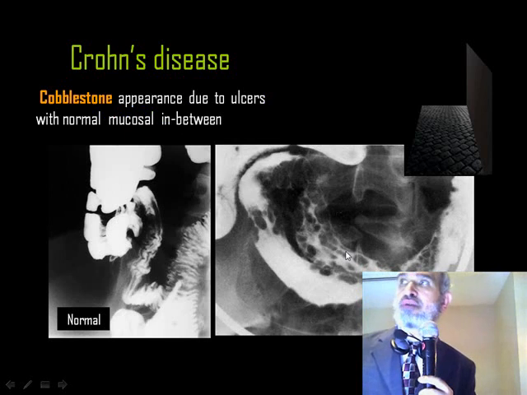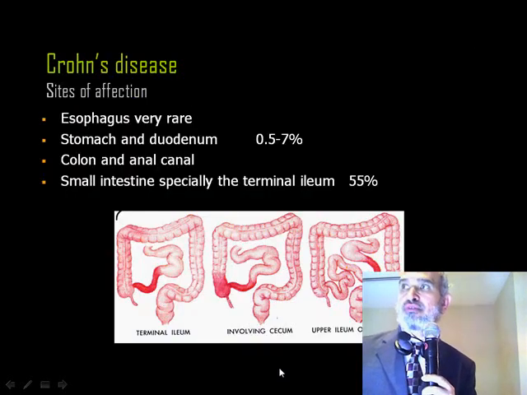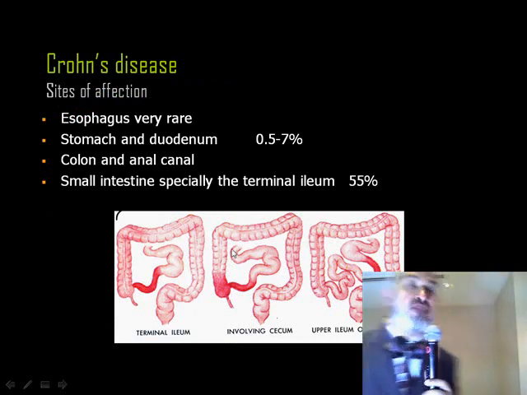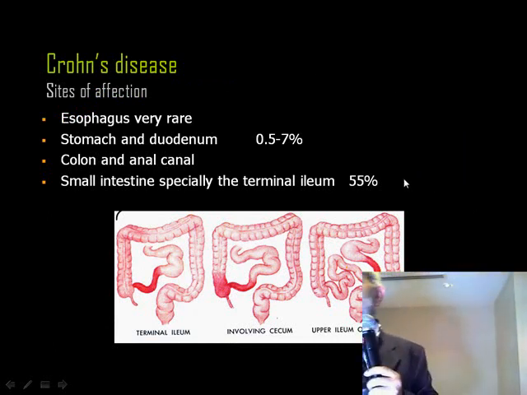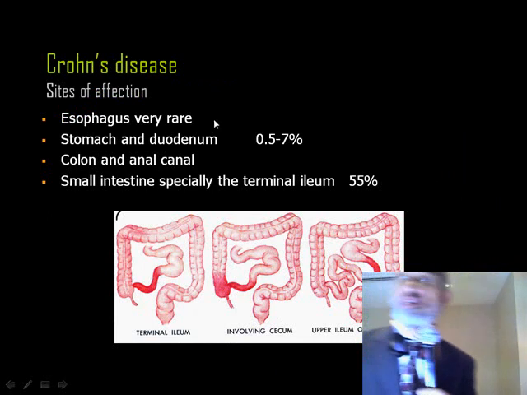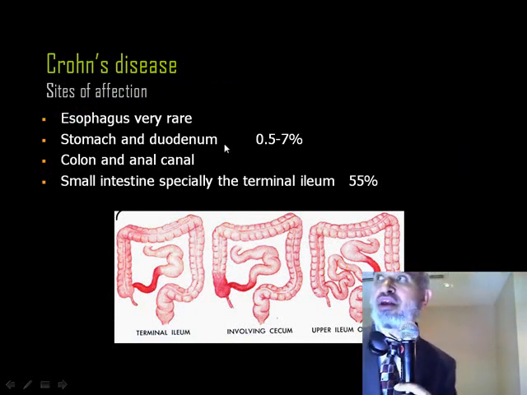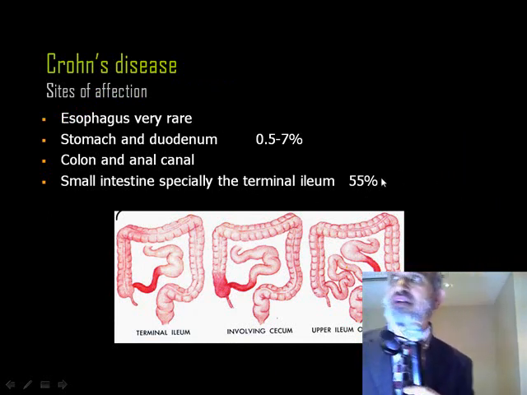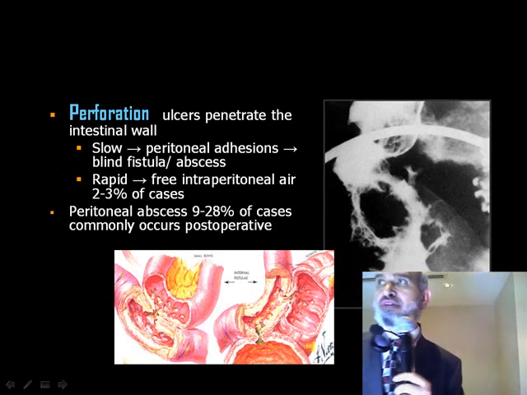You have seen this cobblestone appearance compared with the normal mucosal pattern. Then Crohn's disease can affect any part of the gastrointestinal tract, but affection of the esophagus is considered very rare, and the most common site is the terminal ileum, as I have said.